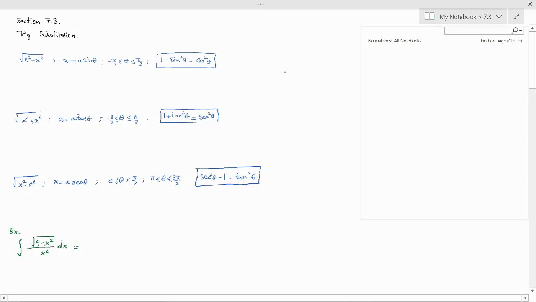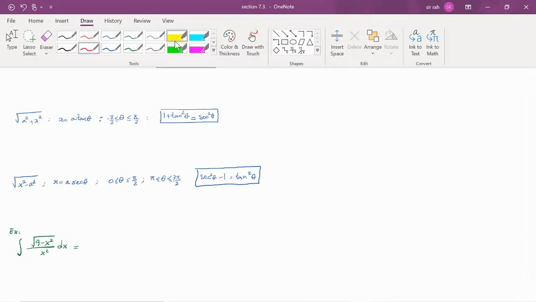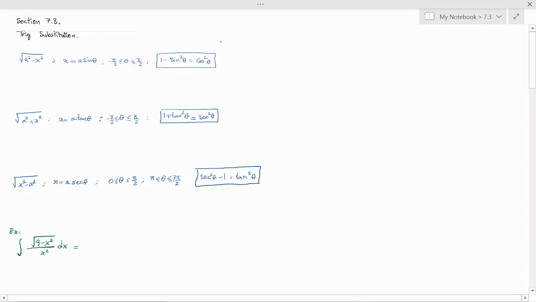Welcome back. Today we're going to talk about trigonometric substitution. Let's start by deducing certain identities that we're going to use. First, one of the simplest identities in trigonometry that you probably have seen is sine squared theta plus cosine squared theta equal to 1, which is a Pythagorean identity. This is one of the identities.